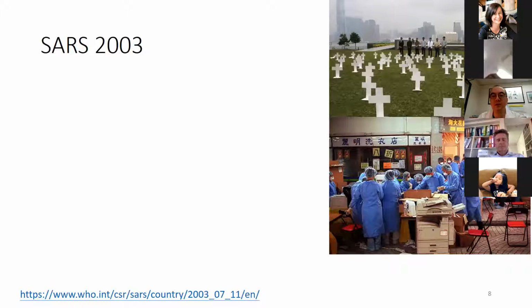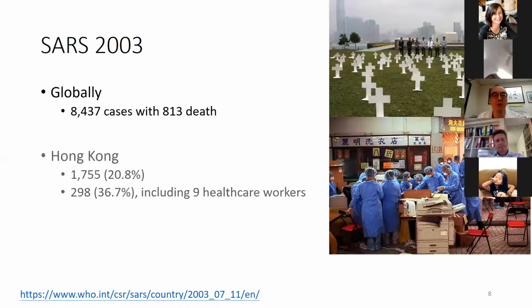SARS in 2003 put Hong Kong in a pretty unique situation. Out of the 8,400 cases in the world, Hong Kong had 1,755, of which we had a total of 298 deaths, including 9 healthcare workers. So this has really left an indelible scar on the entire city.